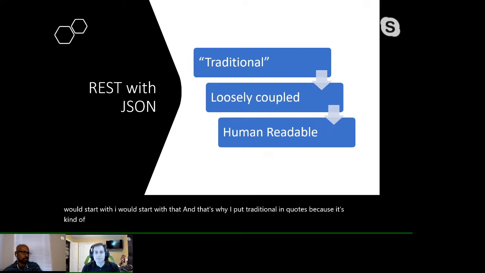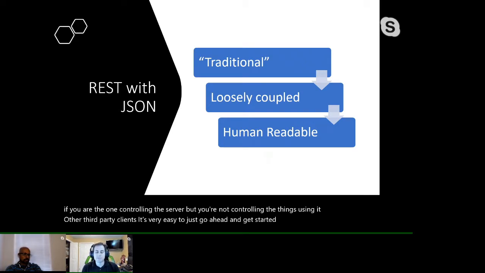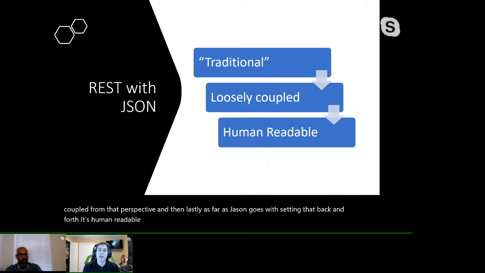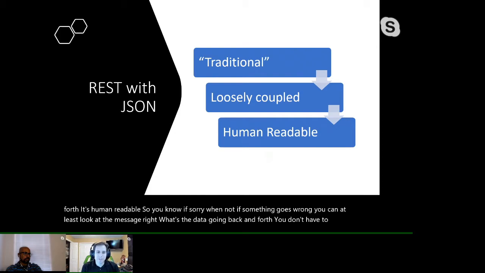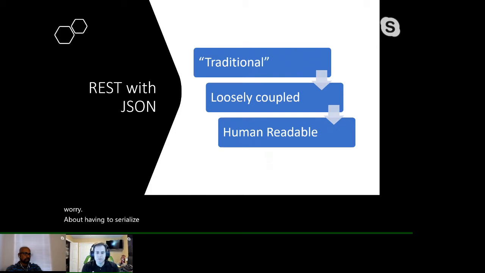The other benefits are that it's very loosely coupled. So if you are the one controlling the server, but you're not controlling the things using it, other third-party clients, it's very easy to just go ahead and get started. It's very loosely coupled from that perspective. And then lastly, as far as JSON goes, with sending that back and forth, it's human readable. So when, not if, something goes wrong, you can at least look at the message, right? What's the data going back and forth? You don't have to worry about having to serialize or deserialize whatever is going over the wire, because you're able to read it, which is nice.